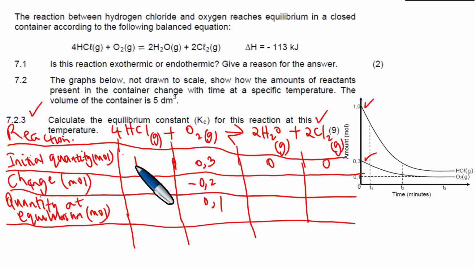So you can put the signs here. We're starting with the HCl and the O2. Then remember the mole ratios. What are the mole ratios here? The mole ratios are 4:1:2:2.